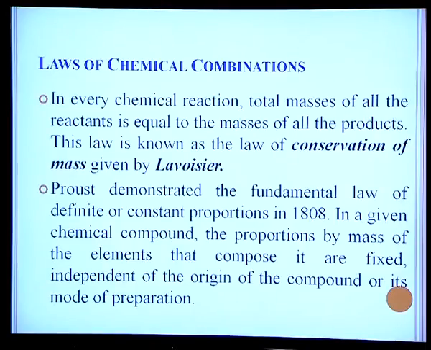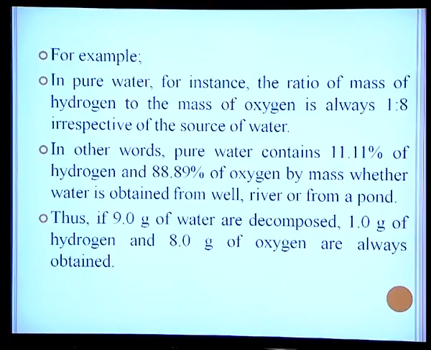Now Proust demonstrated the fundamental law of definite or constant proportions in 1808. In a given chemical compound, the proportions by mass of the elements that compose it are fixed, independent of the origin of the compound or its mode of preparation. Suppose you take water, either you can prepare it by reaction of H2 plus O2, or you can collect water from any source. You will find there is a constant proportion of hydrogen and oxygen in the water. So this is called constant proportions.